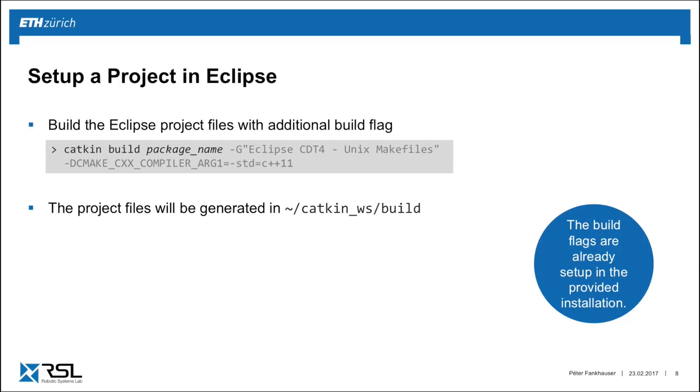So I grayed out here, if you had not used our virtual machine, you would have to use these commands to achieve the same. But since you're using our virtual machine, it's already pre-configured in a Catkin config environment. So you can simply type catkin build and then the package name, and this is already done automatically for you. The project files after you build are generated into the Catkin workspace in the build folder.